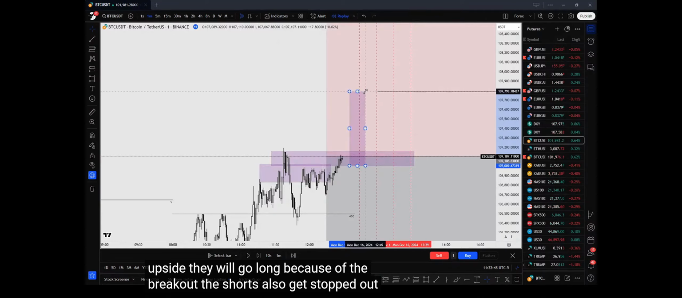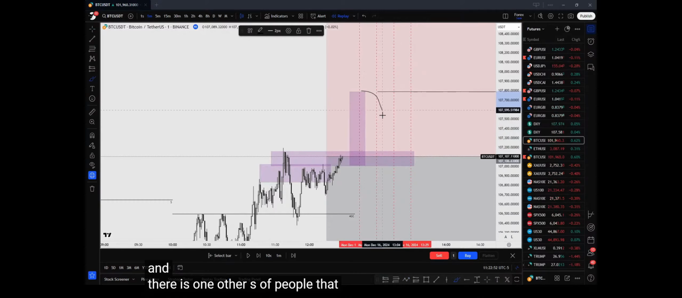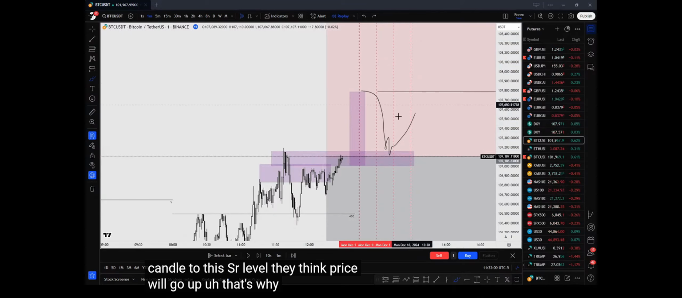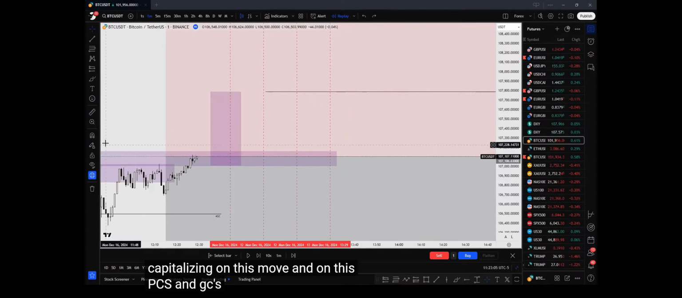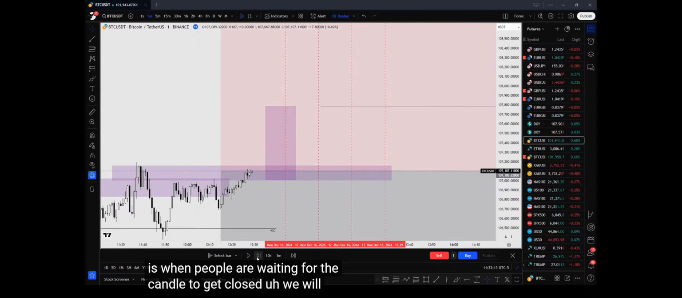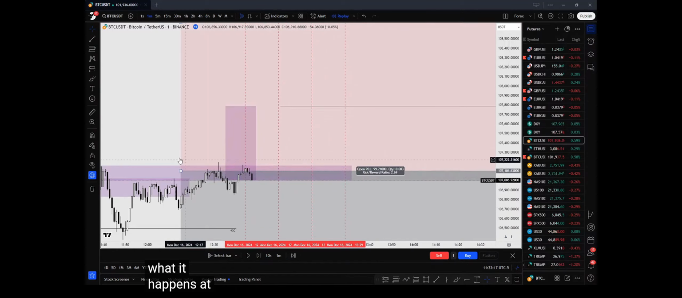The shorts also get stopped out, and there is one other side of people that will try to go long on the pullback of this candle to this SR level. They think price will go up. That's why we're capitalizing on this move and on this PCs and GCs. In this case, GC. The close of the GCs are important because that is when people are waiting for the candle to get closed. We will now see what happens at 12:44, 15-minute GC.